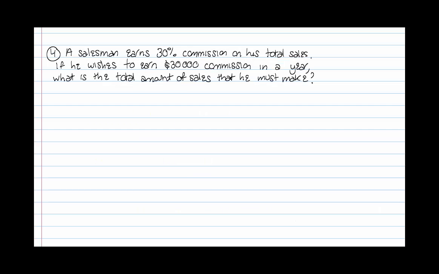A salesman earns 30% commission on his total sales. If he wishes to earn $30,000 in commission in a year, what is the total amount of sales that he must make? Well, what it's saying is he earns 30% commission on his total sales. So that means 30% of sales equals his commission. And I'm going to let sales equal S because I don't know what it is.